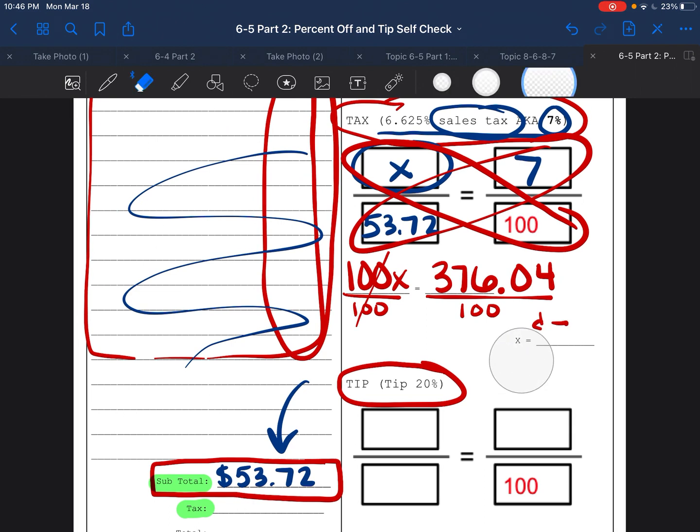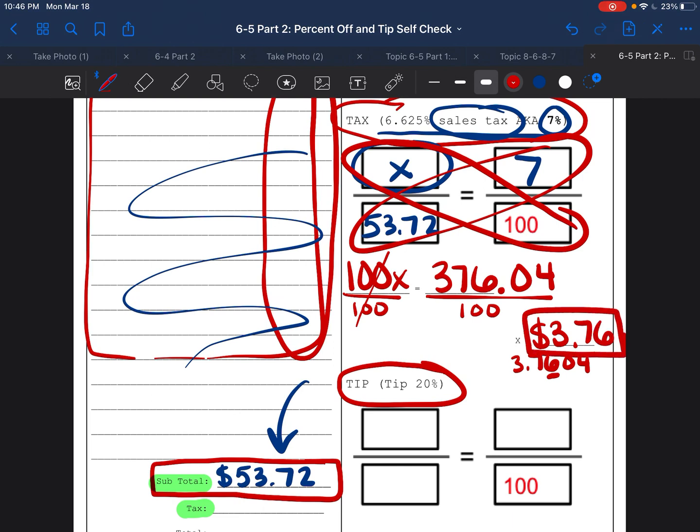Sorry, let me go back real quick. I didn't mean 7. It comes to $3. Now, technically, it comes to $3.7604, but remember, cents only goes to the second digit. So it's going to be $3.76. That is our tax.